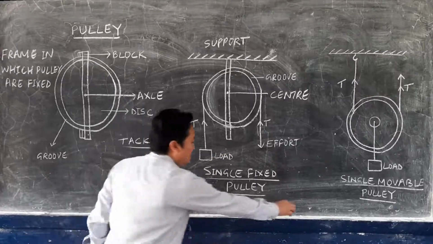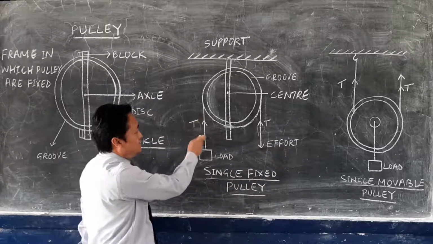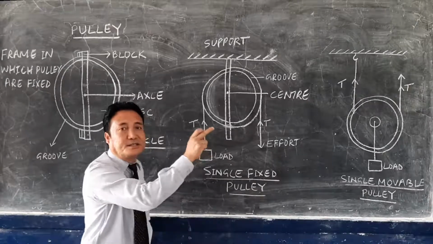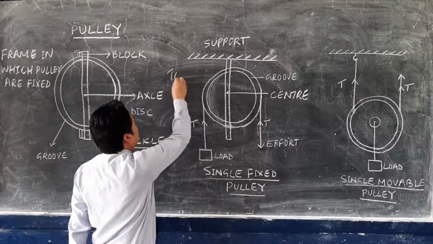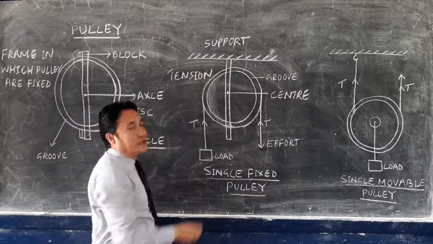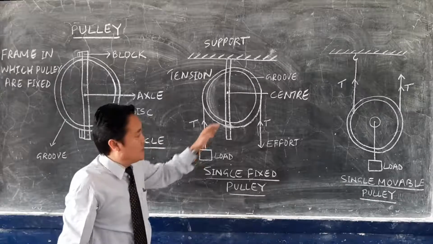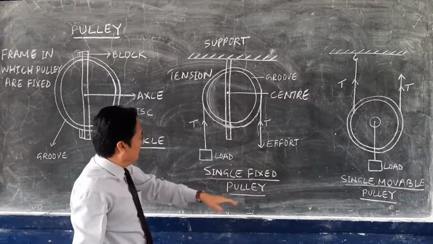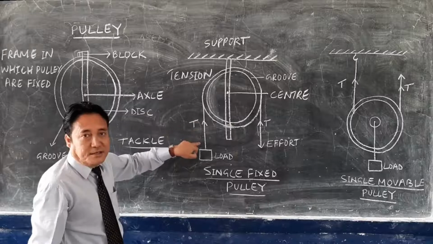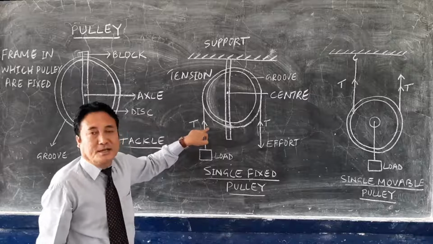Now, because of the load, when the load is fixed here, the string gets stretched. And the condition in which the string gets stretched, we call it tension. Tension is the condition in which the string gets stretched by applying a load as well as by applying the effort. So when the load is fixed on one end, the string gets stretched, and the tension will be produced here, acting in the upward direction.